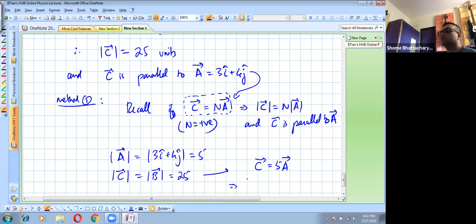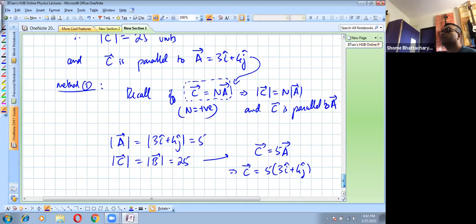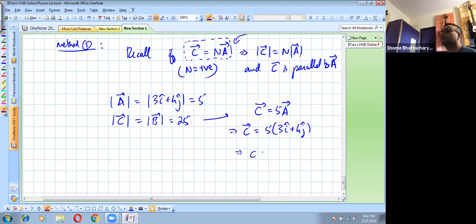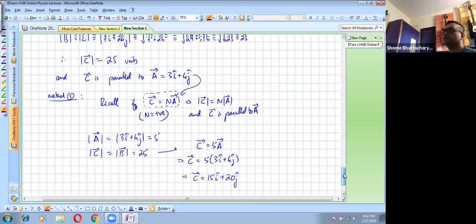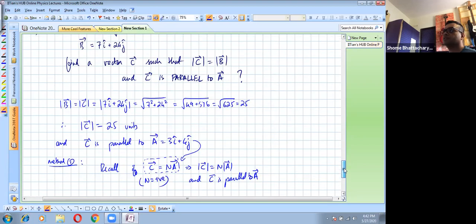So the vector C here has to become 5 into 3i cap, so that's becoming 15i cap plus 20j cap. Now this is just one of the methods of solving. Okay, I'll take you to another method also. But you can just first go through this thing and understand this.